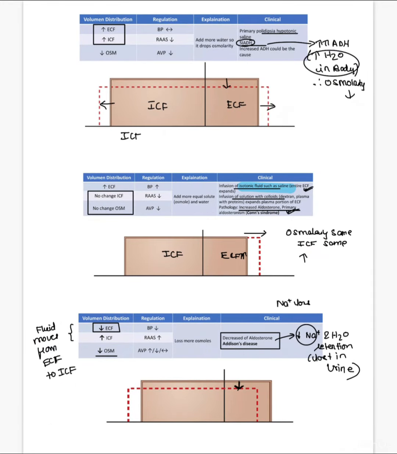Now seeing this one, guys. ICF volume increased, ECF volume increased. ICF has increased, meaning serum osmolality has to decrease, guys. Okay, now see.